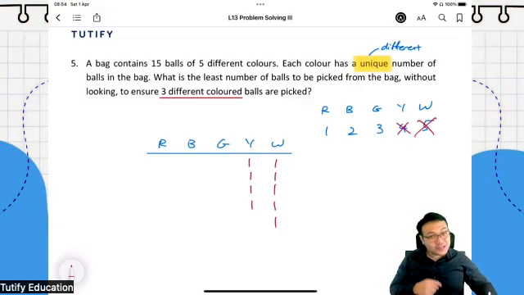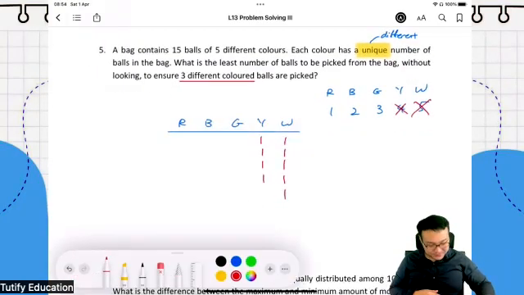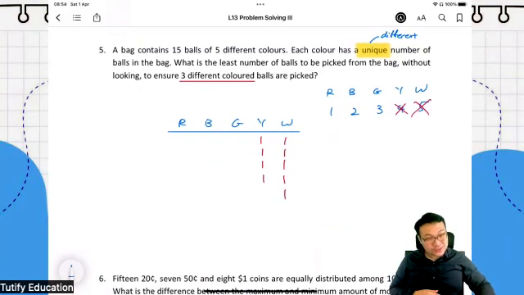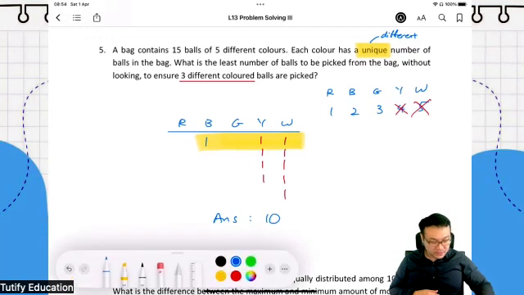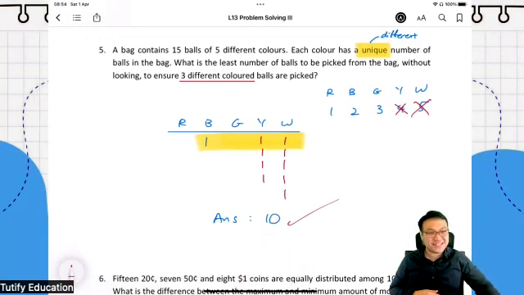Now you only got 2 different colors, right? Yeah. Must you continue taking? Yes. How many more? 1 more. Very good. So altogether, how many balls you take? 10. Well done. Does it matter which color is the last ball? No. So let's just take blue, right? Yes. And now you have at least 3 different colors. Very good, Zicheng. You got it.